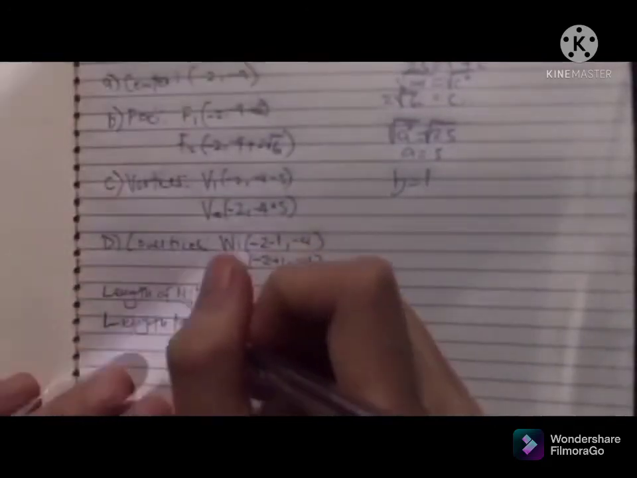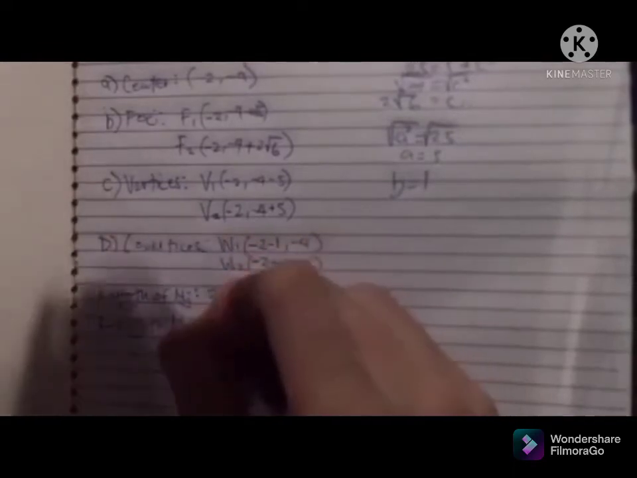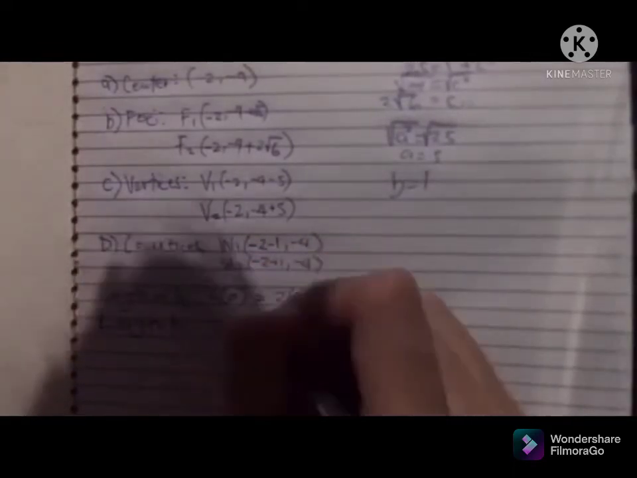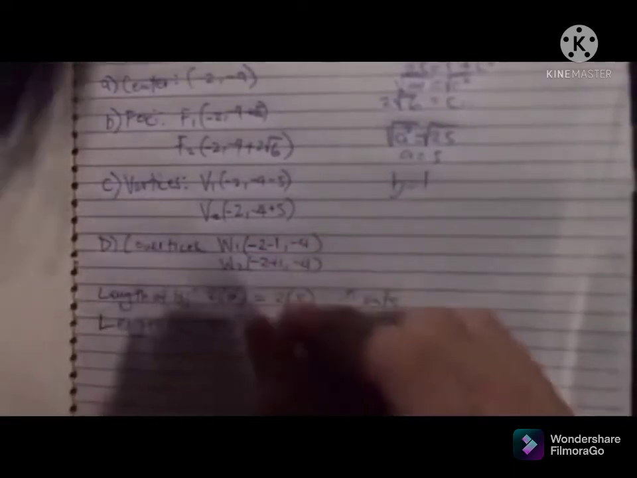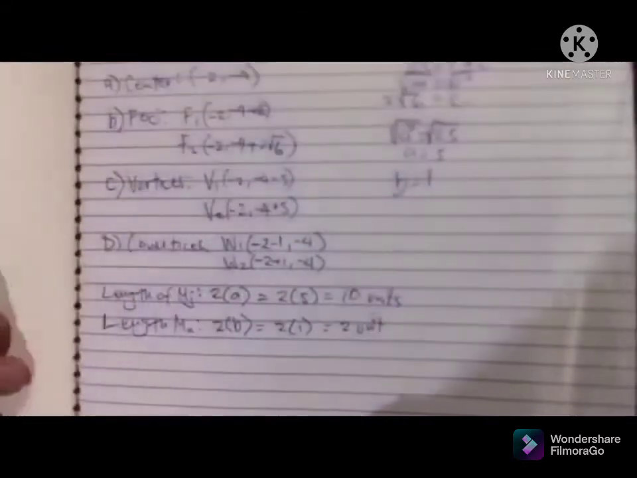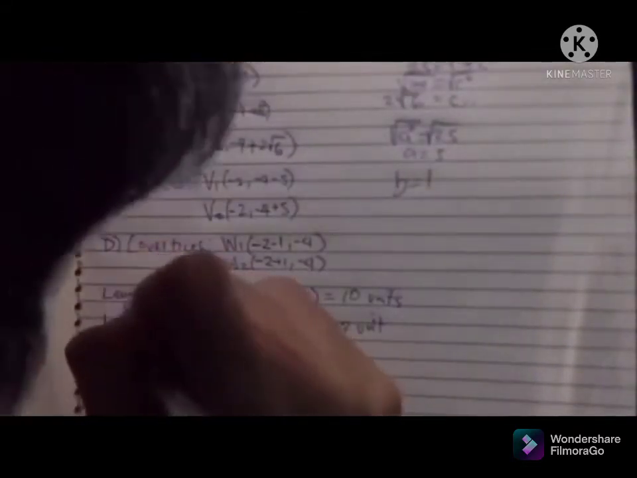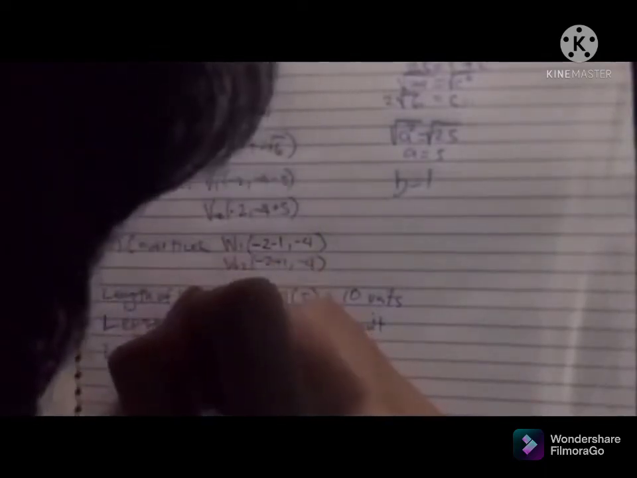Now for the minor axis, the length of the minor axis, you have the formula 2 multiplied by b, and our b is 1, so 2 multiplied by 1, we have 2 units. Now for the length of the latus rectum, we have the formula. Let's first write it down.